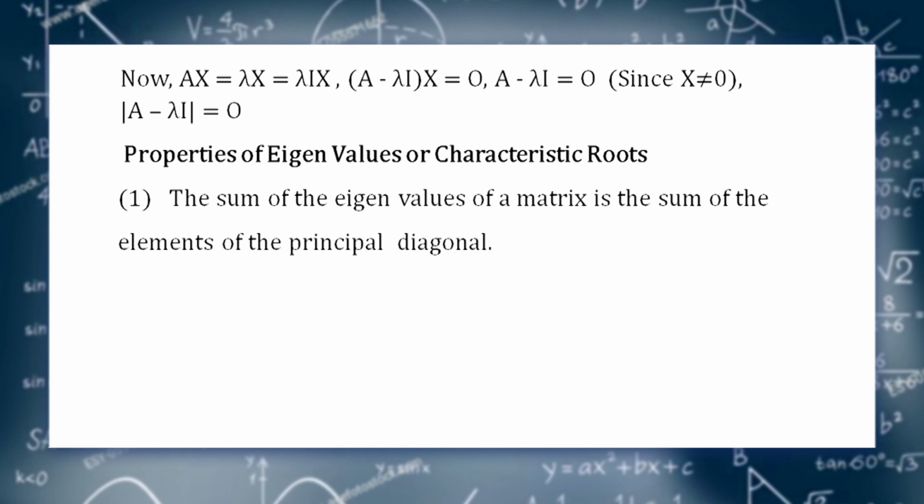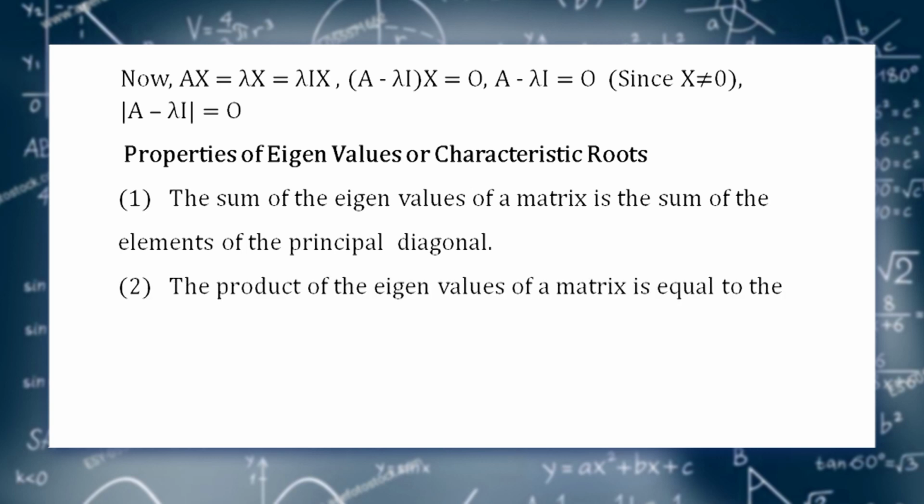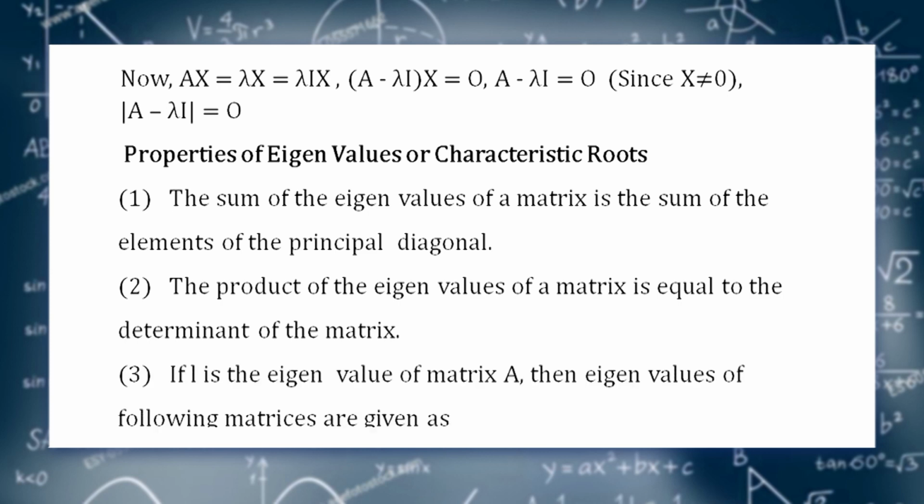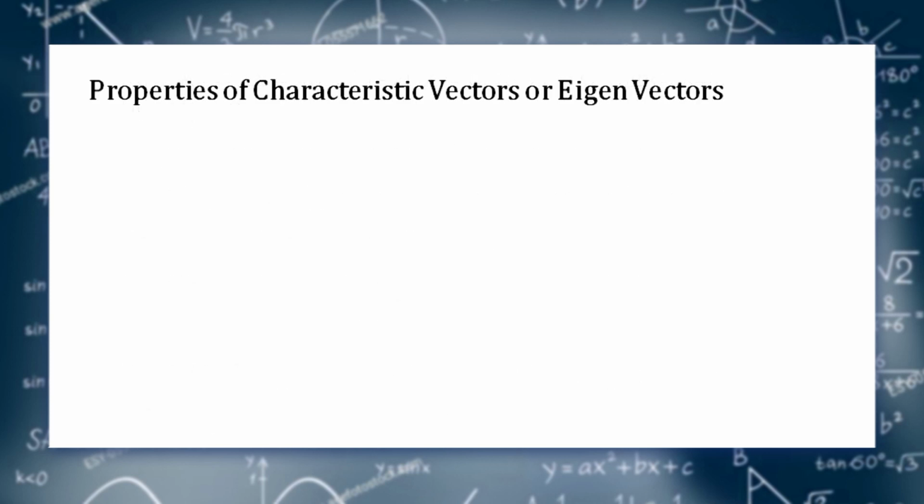Now, we see some important properties of eigenvalues or characteristic roots. The first important property is that the sum of the eigenvalues of a given matrix is equal to the sum of the elements of the principal diagonal. The second important property is that the product of the eigenvalues of a matrix is equal to the determinant of the matrix. And the third important property is, if lambda is an eigenvalue of matrix A, then the eigenvalues of the following matrices are given. Next are the properties of characteristic vectors or eigenvectors.